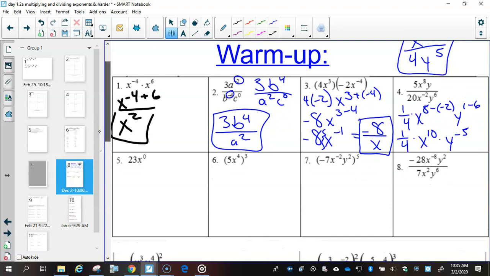For number 5, anything to the 0 power is what? 1. So this is really 23 times 1, or just 23. Now if 23 and x were both in parentheses and everything was being raised to the 0, this answer would be 1, but that was not the case.